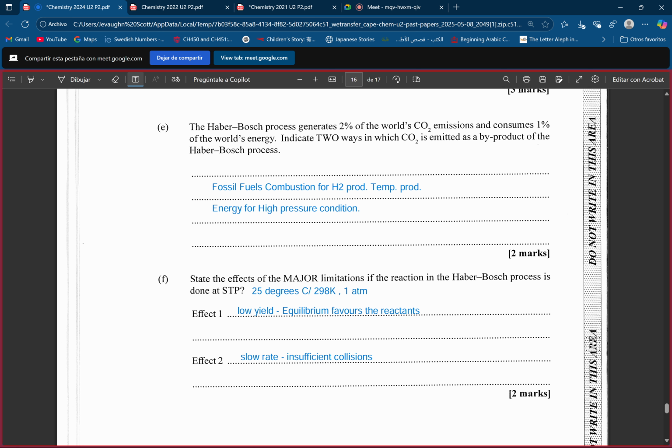the pressure kind of trumps the temperature here, right? So even though the lower temperatures would be preferred for exothermic reactions, it is because of the pressure, right? So that is the main thing that we're looking at here.